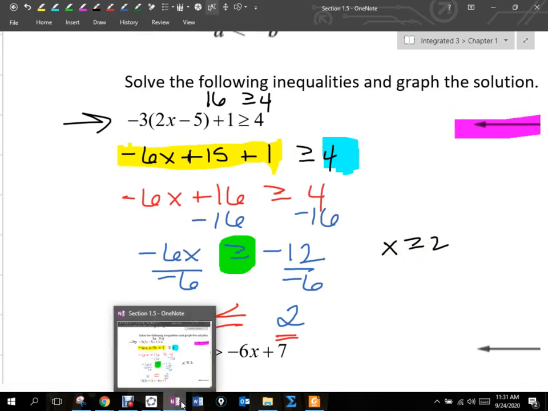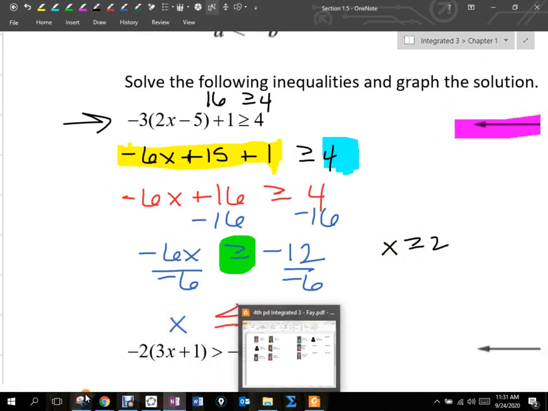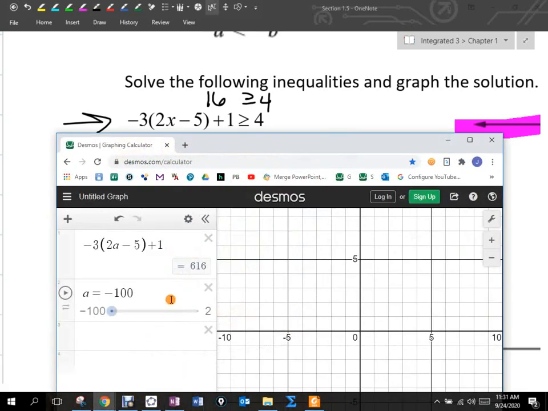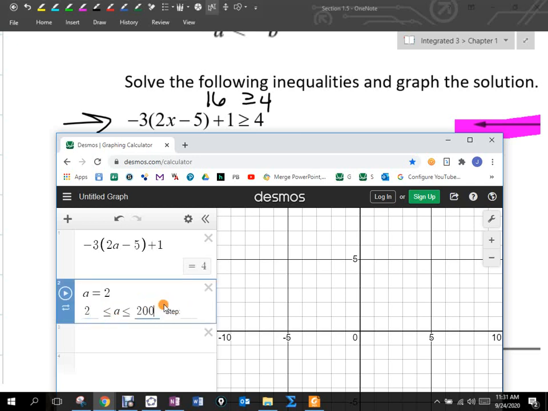Well, if I start plugging in numbers that are bigger than 2 into my Desmos here, let's go from 2 to 200. Plug in those numbers. Do you see how it's going to give me a number like negative 74? Is negative 74 greater than or equal to 4? So anything bigger than 2 is actually going to make this a false statement, okay?